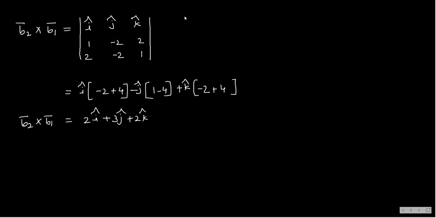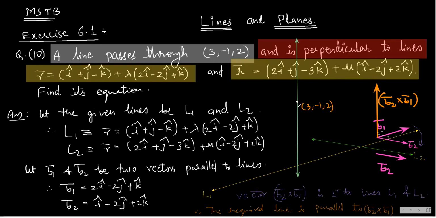Okay, so now see, what are the things that we have? We have a point on the line. Let me write this point as point A. Then I have a vector parallel to the line. Can I now find the equation of this line? Yes. I will take a variable point on the line, and let the variable point be point R. Now I can say AR bar is parallel to B2 bar cross B1 bar.